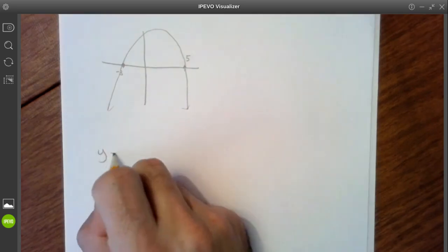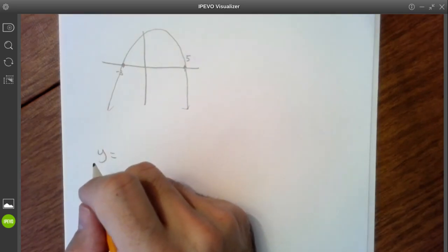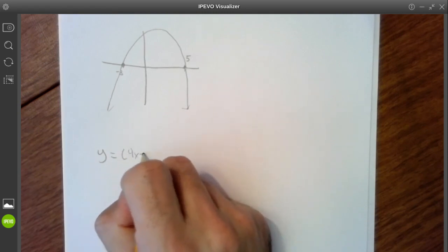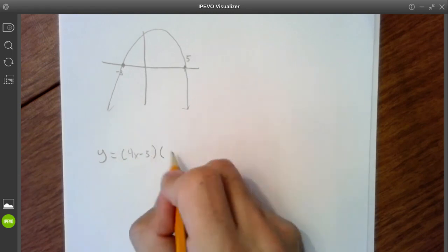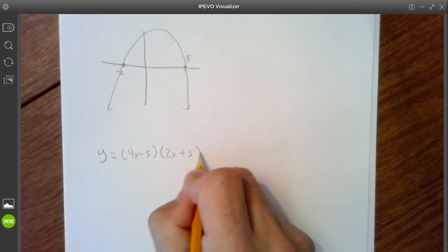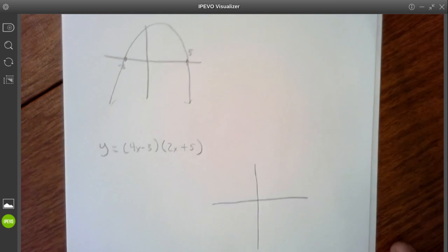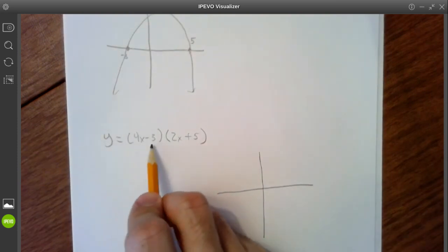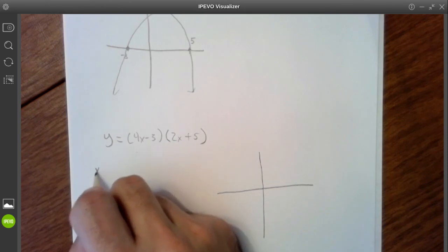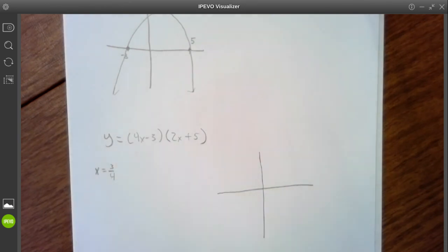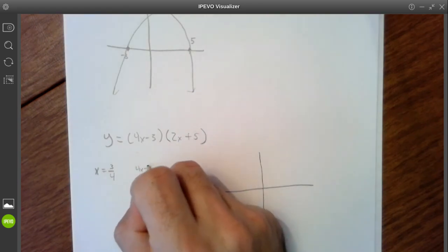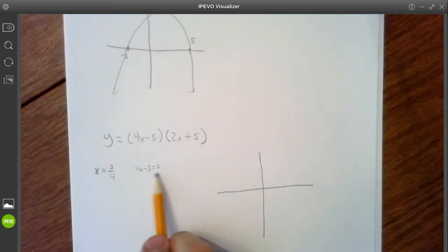I will do one more. Y equals, what was my last one? 4x minus 3 and 2x plus 5. So I've got my factors, and because I have my factors, I can figure out my intercepts. If 4x minus 3 is a factor, that means that 3/4 is the corresponding x-intercept or solution. What you do is you take 4x minus 3 and set that equal to 0, and when you solve this, you're going to get 3/4 as an answer.